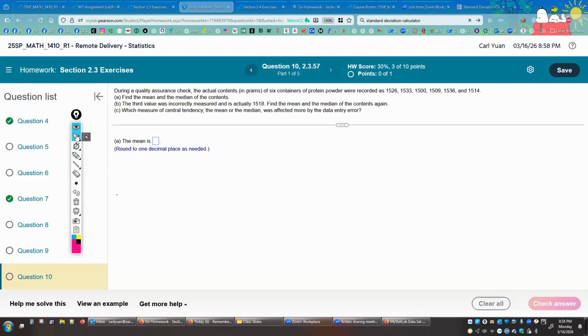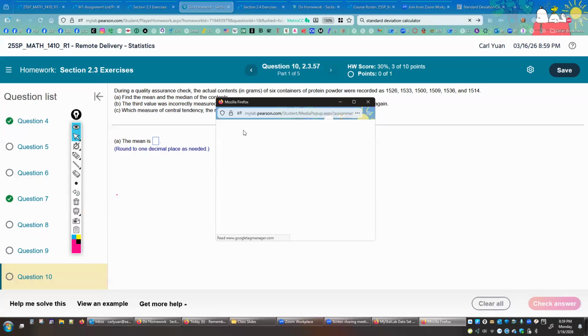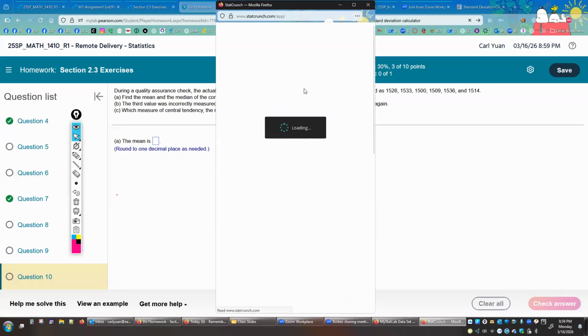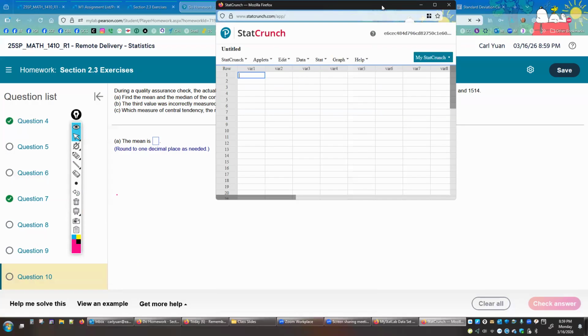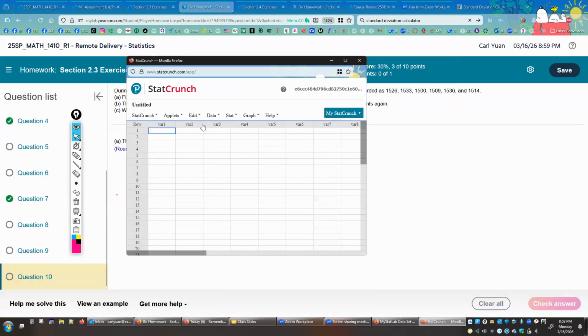Now, if you don't see an icon where it offers you to open it in StatCrunch, you can still use StatCrunch. How? You can go to Get More Help at the bottom and click on that. You see StatCrunch, so click on StatCrunch. This way you have to enter the data yourself.